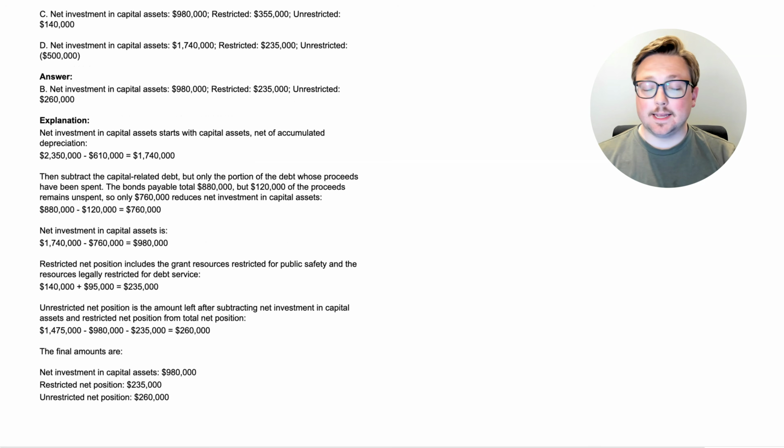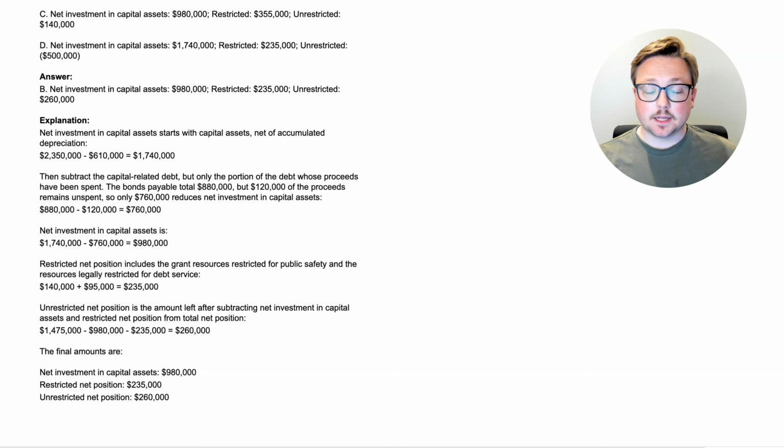All right, here we are. The answer is B. The net investment in capital assets would be $980,000. The restricted amount would be $235,000, and the unrestricted amount would be $260,000. So let's go through this to make sure that you understand how we got to each of those numbers.